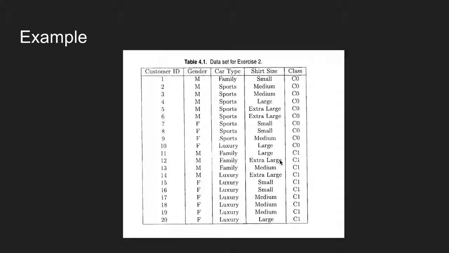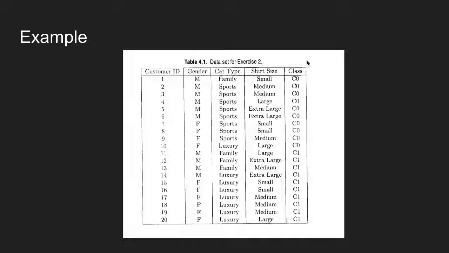Okay, so let's say that I have this example right here. Here I have a set of 20 different people, and we have 3 different features: gender, car type, and shirt size, and then we have their class, either class 0 or class 1.